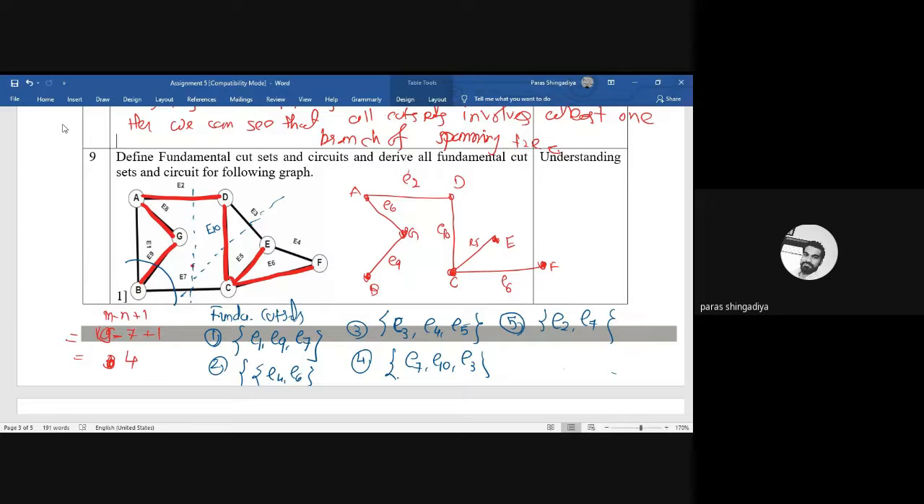So your answer depends on which spanning tree you have considered for the given graph. And as per your spanning tree, how many examples can you create? Based on this spanning tree, I can create 5 examples, 5 fundamental cuts. If I change the spanning tree, some cases will get a smaller answer: maximum 2 answers, maximum 3 answers, and so on.